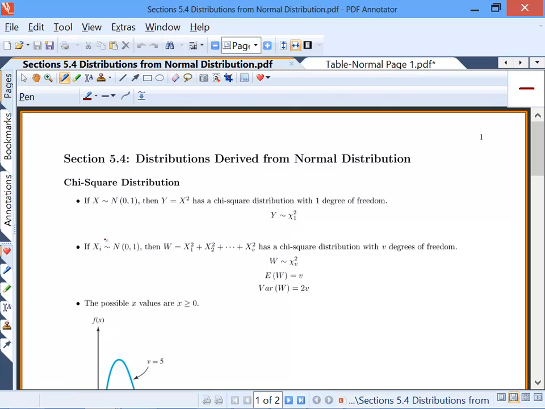If you have a lot of x variables that are normally distributed with a mean of 0 and variance 1, and you square each one and add them up, you get a chi-square distribution with v degrees of freedom. Because I added up v of them, I have v degrees of freedom. We write this as w is distributed chi-squared with v degrees of freedom. The expected value is v, and the variance is 2 times v.